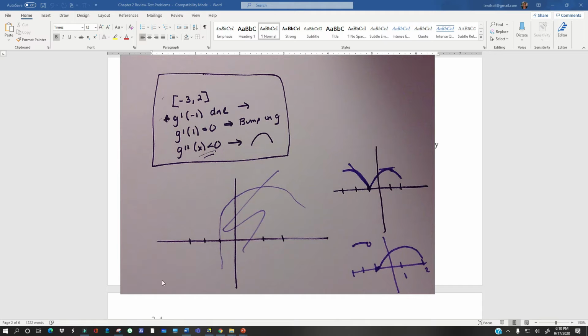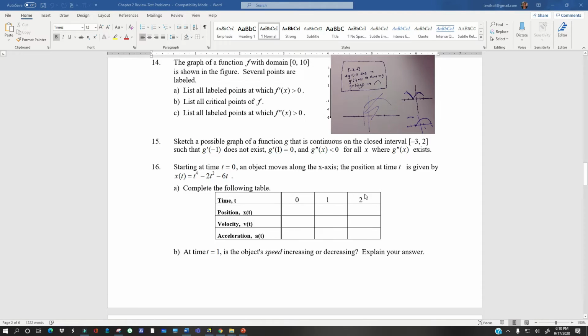All right, let's look at number 16. A meat and potatoes kind of problem. Okay, so you are starting at time equals 0 and the object is moving along the x-axis. The position function is given, okay? They want you to complete the table. No problem. So I'm just going to put this right here because that's what I wanted this printout for, was for the table.